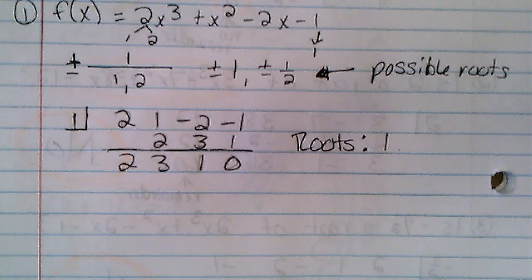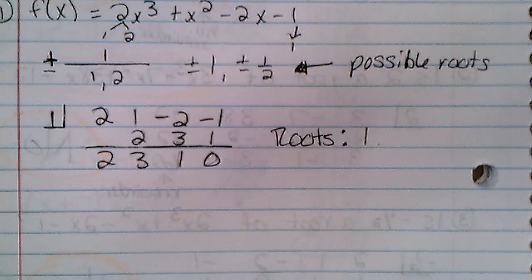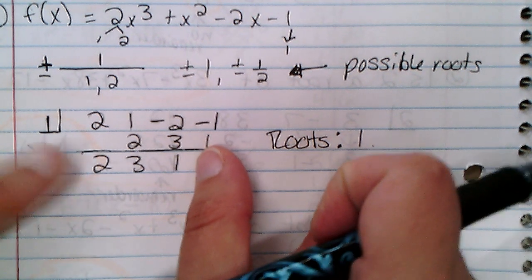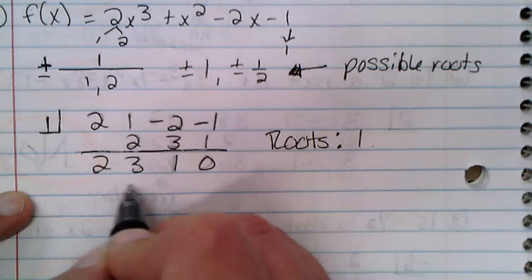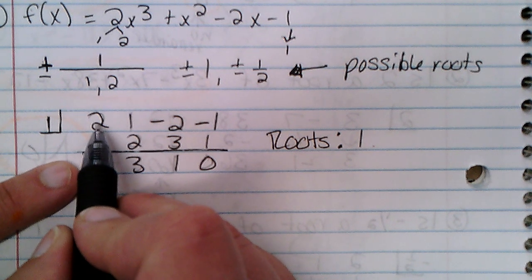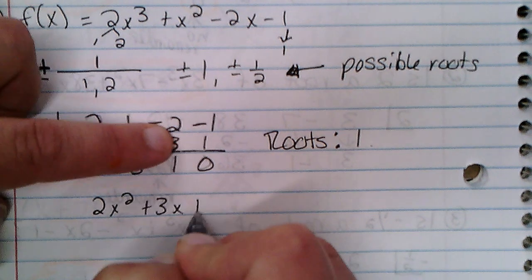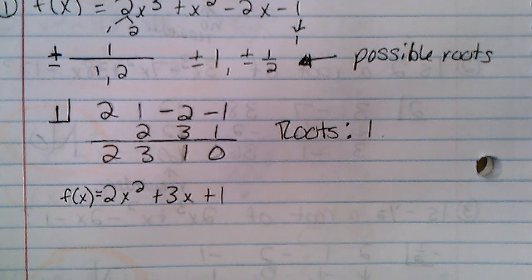Now here's the cool thing. I could keep doing synthetic division if all of my roots are whole numbers and fractions, which they're not always. Or I can do something I know how to do, the quadratic formula. The cool thing about synthetic division is once you find your remainder, you can take these 3 numbers and create a whole new polynomial. This was x to the third, so now this becomes x squared, this becomes x, and that becomes 1. It drops it down.